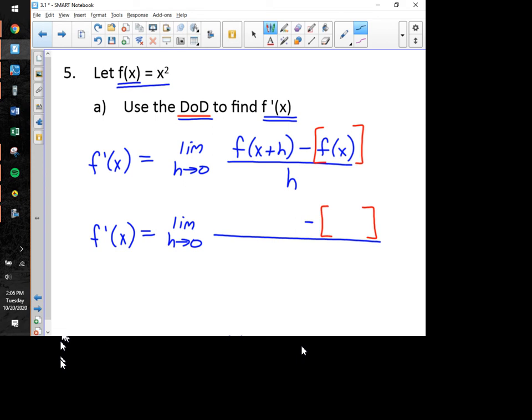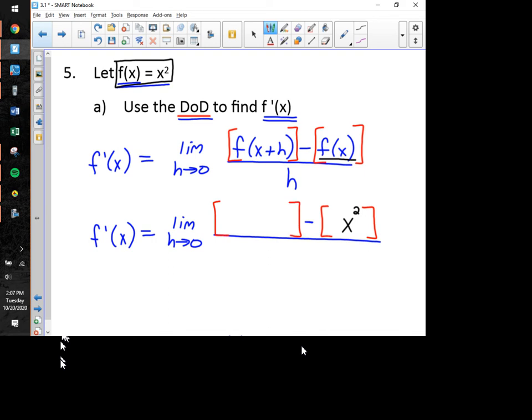We just need to put inside that red set of brackets what f of x is equal to. Well, it couldn't be put any more simply than this, guys. F of x is x squared. So x squared is what goes in that second set of brackets. What is harder, though, is figuring out what goes right here. F of x plus h. So we've got to figure this out, and that's maybe a little bit tougher.